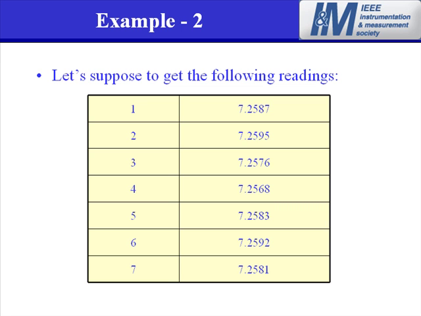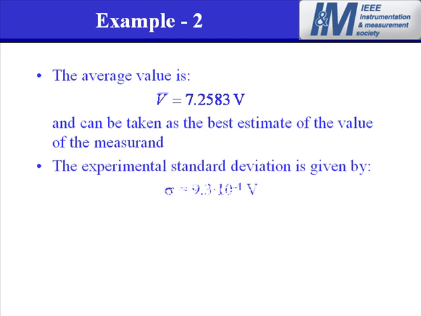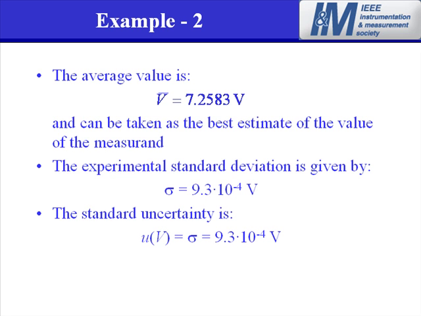We can now make some computations on these values. We can compute the average value, as you see here in the slide, and this average value can be taken as the best estimate of the measurement value. Then we can compute the experimental standard deviation, here it is, and obtain this value. And having adopted a type A evaluation method, the standard uncertainty is by definition the same as the experimental standard deviation. As you can see here in the slide, here it is, the standard deviation, and the same value is the standard uncertainty.